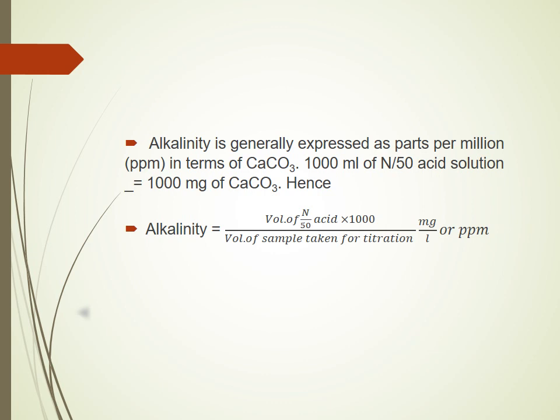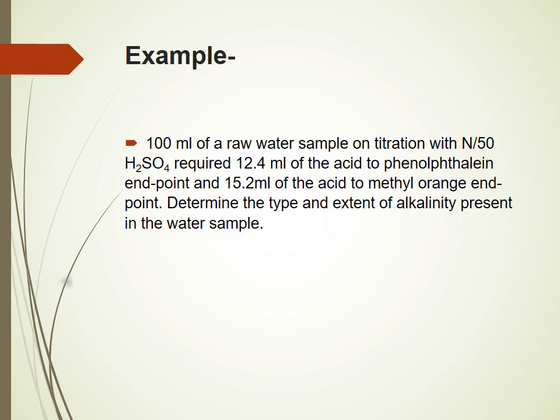So the alkalinity is determined by the formula: the volume of the N/50 acid that we are taking in the burette, multiplied by 1000, divided by the volume of the sample which we are taking for the titration. So the answer is in ppm or milligrams per liter. For example, see one numerical.